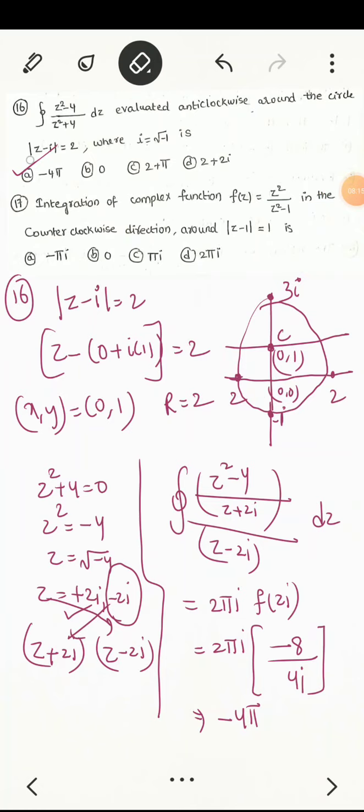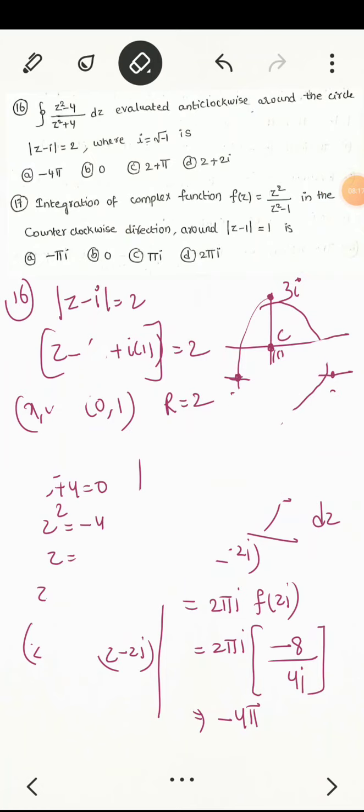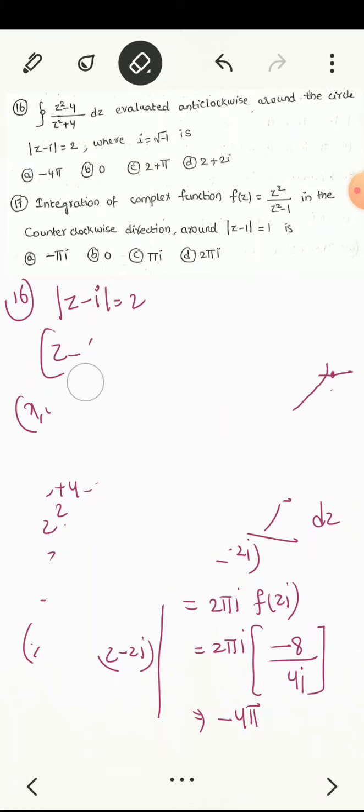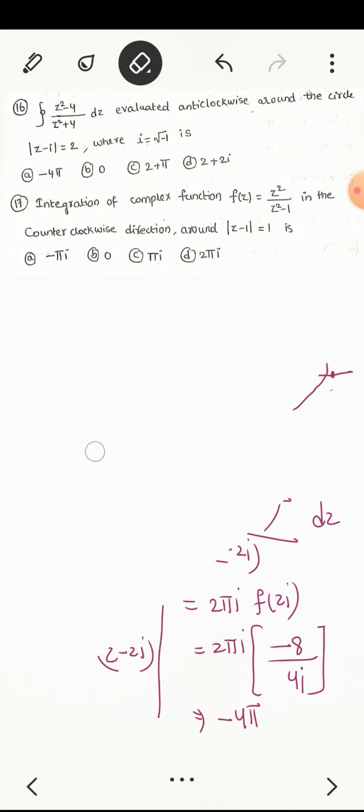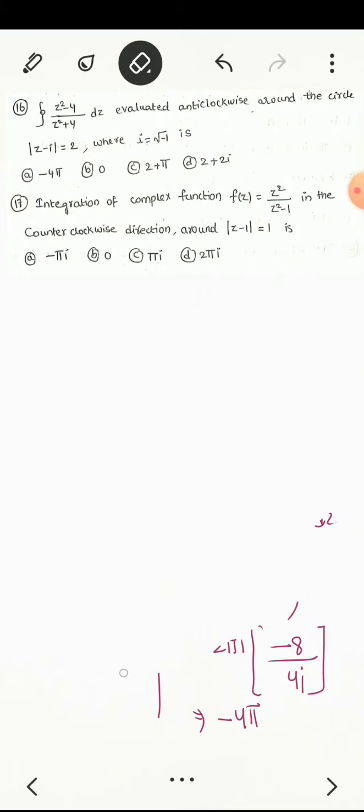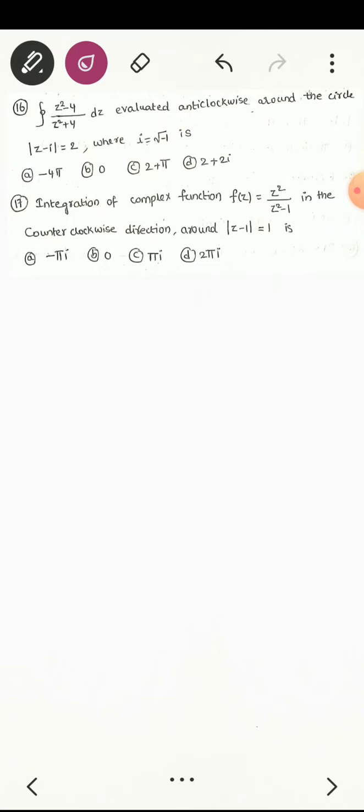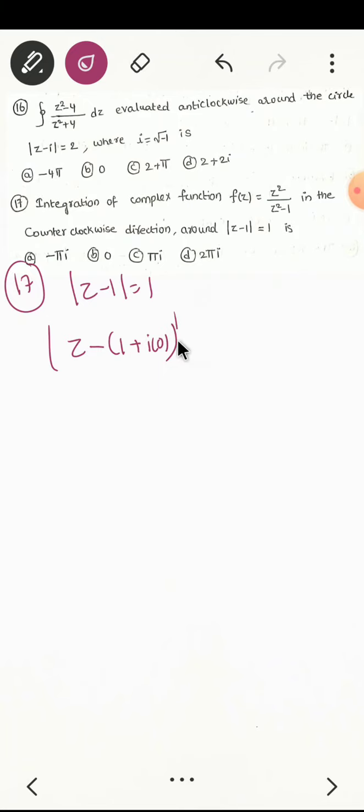Okay, let us solve problem number 17. What is problem number 17? Integration of the complex function f of z, z square minus 1, in the counterclockwise direction, on the contour |z minus 1| equal to 1. First draw the contour properly. Problem number 17, draw the contour. |z minus 1| equal to 1. Now it will be z minus 1 equal to 1.